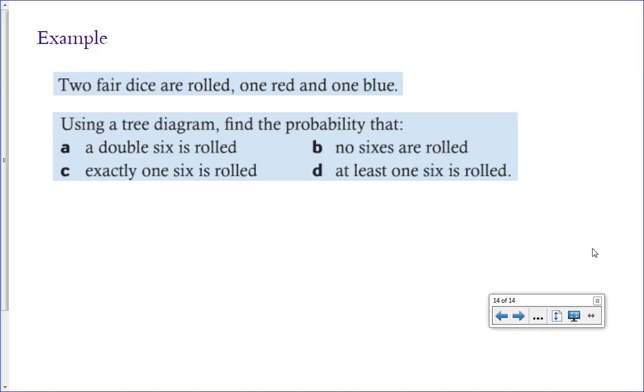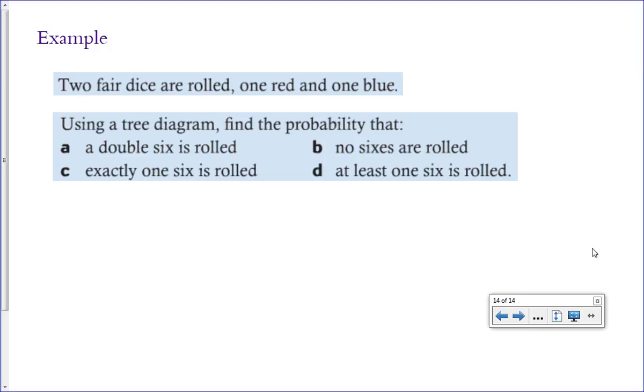C, exactly one 6 is rolled. Here we've got 2 pathways to consider. So exactly one 6 being rolled, green now, is a 6 followed by not a 6 or not a 6 followed by a 6. So both green pathways meet the conditions of part C. So I'm going to multiply each one.